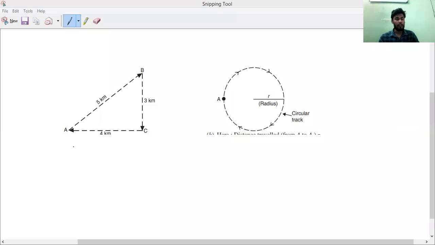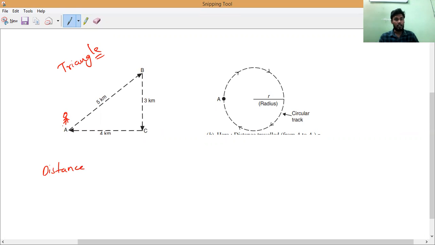Observe. Let me take the first picture. The first picture is a triangular path. Yes or no, guys? Triangle. A boy started from A. Let me imagine Danishkar started from A. So now what is the distance? He traveled from A to B, AB, plus the next distance B to C, BC, plus the last one, AC.